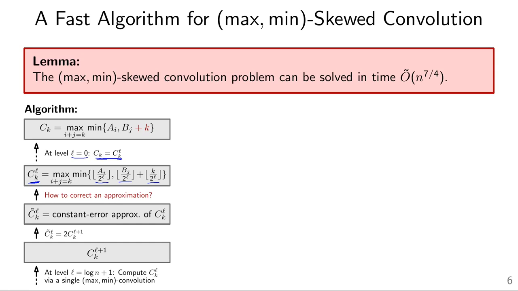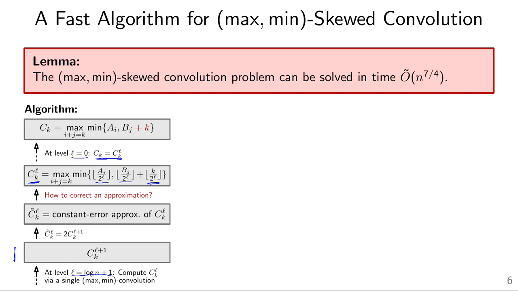On the log n plus first level, I claim we can actually compute this value. That is because then this term here vanishes, so the problem deforms to a max-min convolution, and that we can compute in time n to the 3 halves. So what I really only have to argue about is how to get from the log n plus first level to the 0th level.